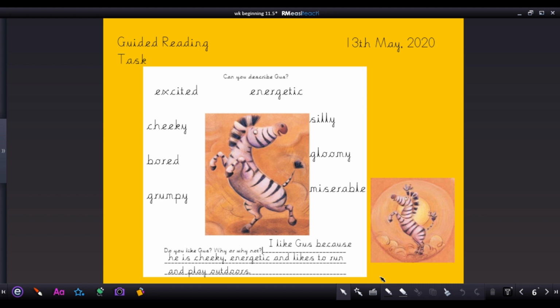Oh, that's the power of 3. Do you think you can use the power of 3 today in your writing?